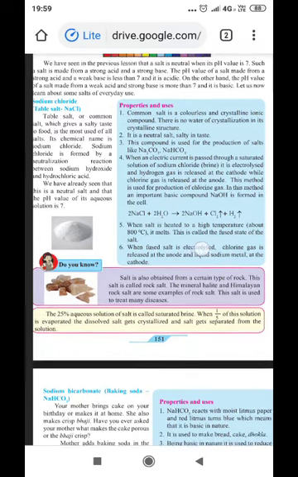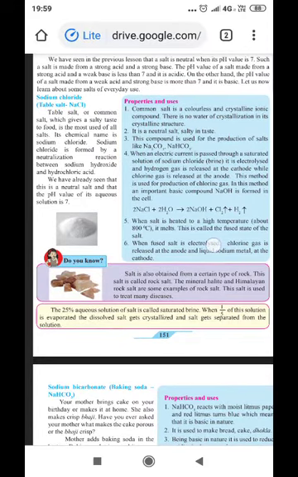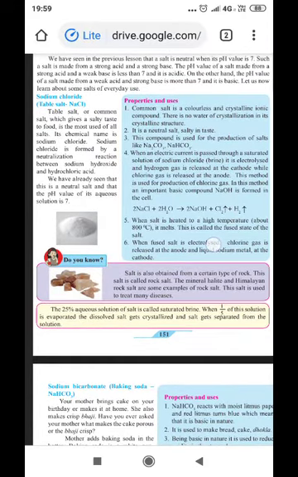First of all, the common salt or sodium chloride, or we call it table salt. Its formula is NaCl. Table salt or common salt, which gives a salty taste to food, is the most used of all salts. Its chemical name is sodium chloride. Sodium chloride is formed by the neutralization reaction between sodium hydroxide and hydrochloric acid. We have already seen that it is a neutral salt and the pH value of its aqueous solution is 7.